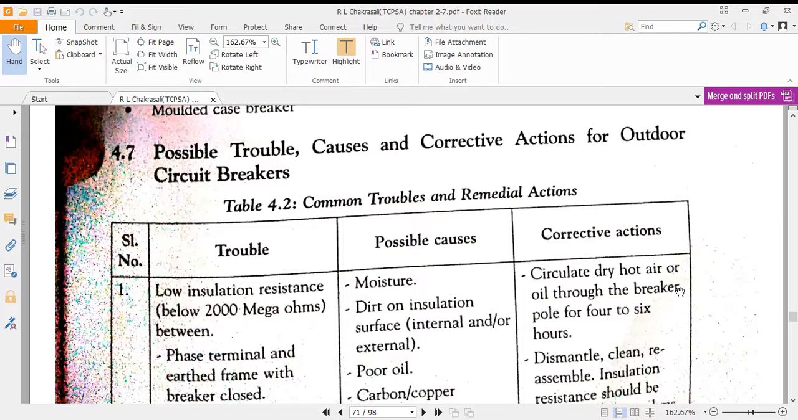So today we are coming to the last part of testing, commissioning of switchgear and protective devices, in which we are trying to look at possible troubles and causes. Possible troubles means what kind of troubles we may come across, what are the possible causes because of which we see this trouble, and then what corrective actions we need to take.